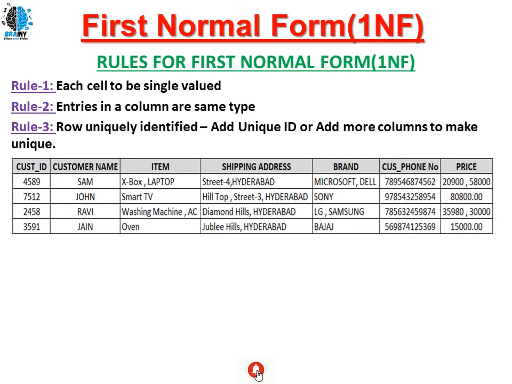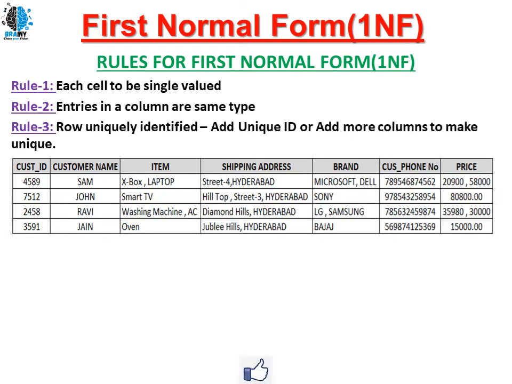So let's see this example of first normal form. What are the rules? First, each cell should be of single value. Next rule, entries in a column should be of the same type. Third rule, unique values should be there in a table. So consider this particular table. In this table, we will have details related to customer and purchase.